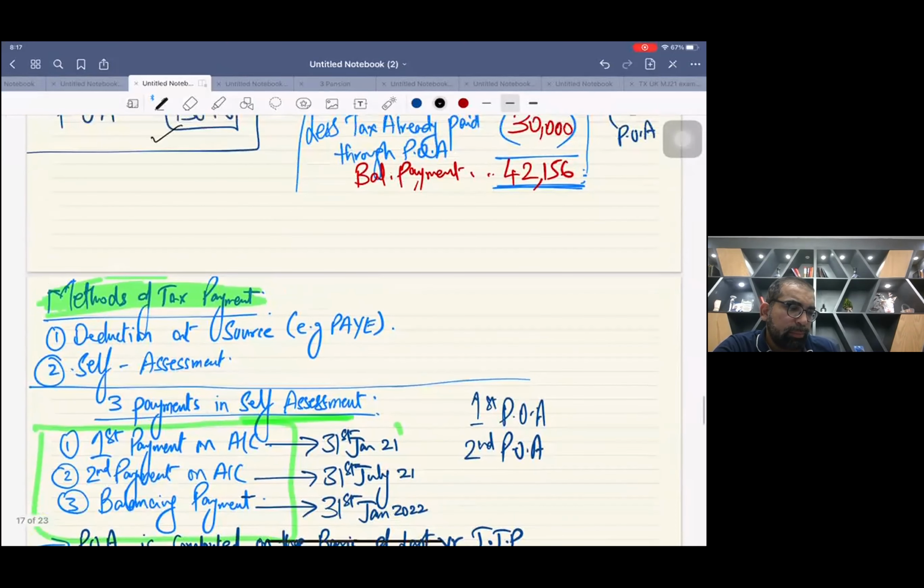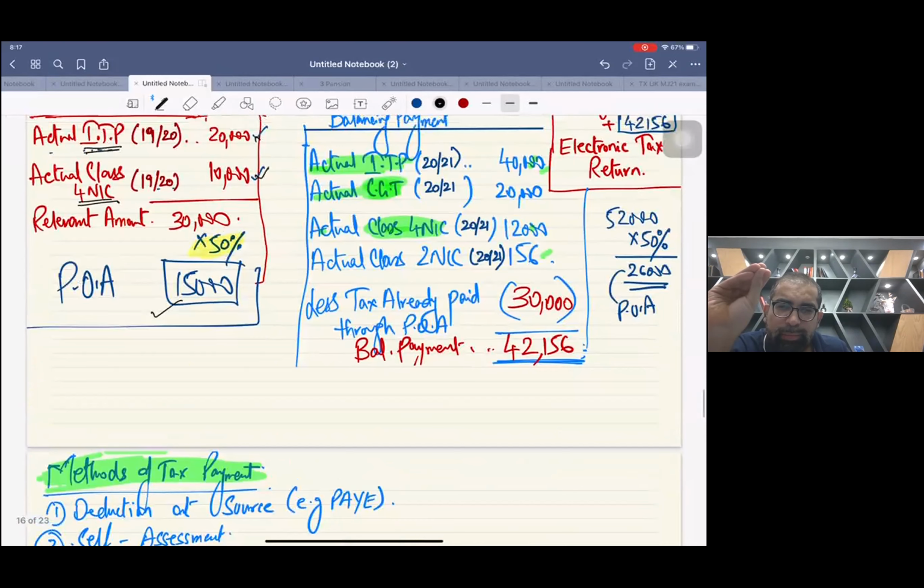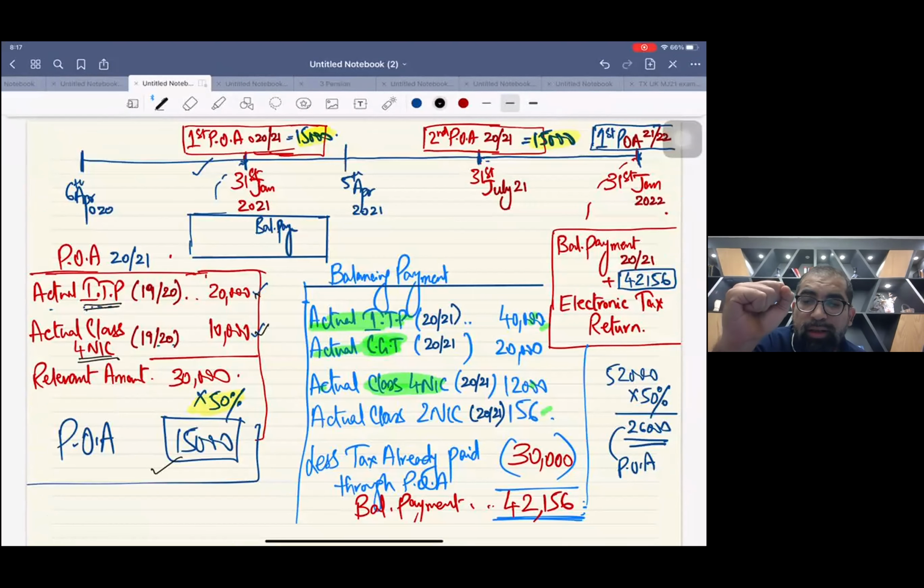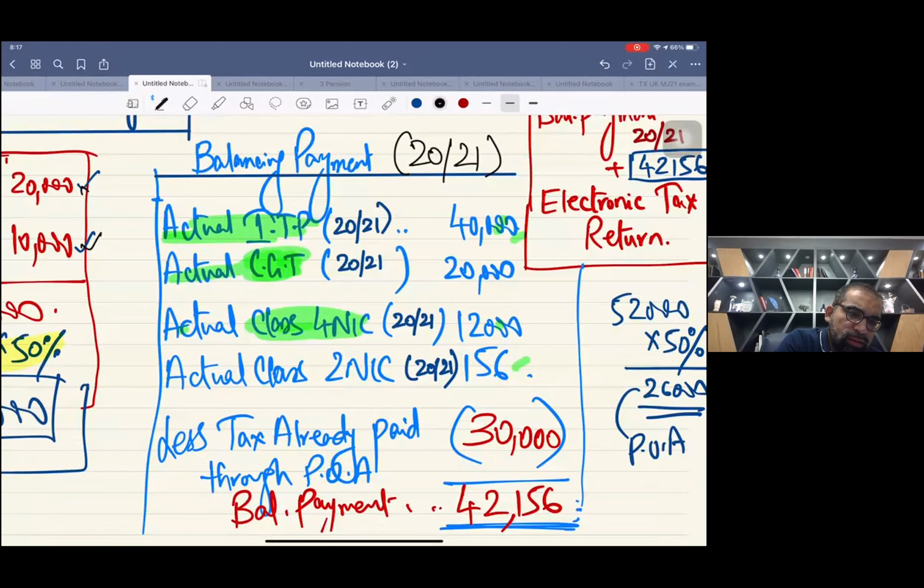Then in balancing payment, we consider everything. In balancing payment, we consider all actual taxes, including CGT and Class 4 NIC, Class 2 NIC as well. So for balancing payment 2021, see this: actual ITP 2021, actual CGT you have taken, actual Class 4 NIC you have taken, actual Class 2 NIC, all these things.